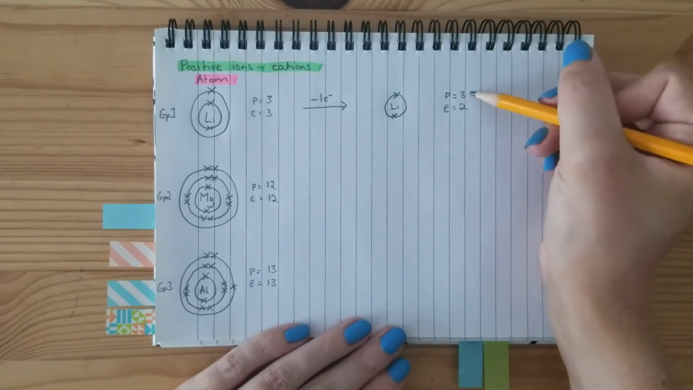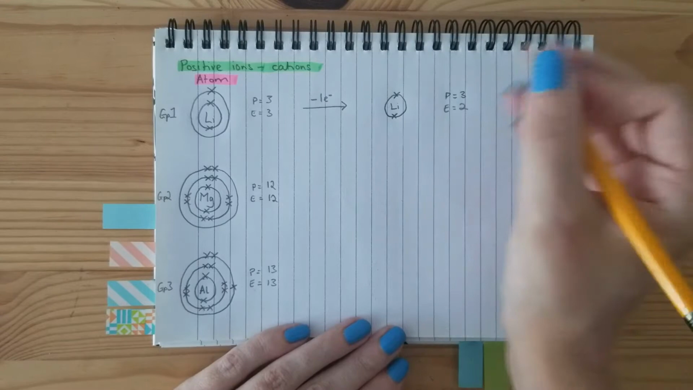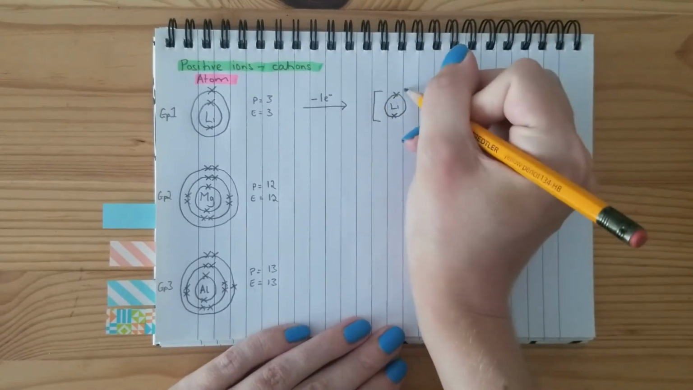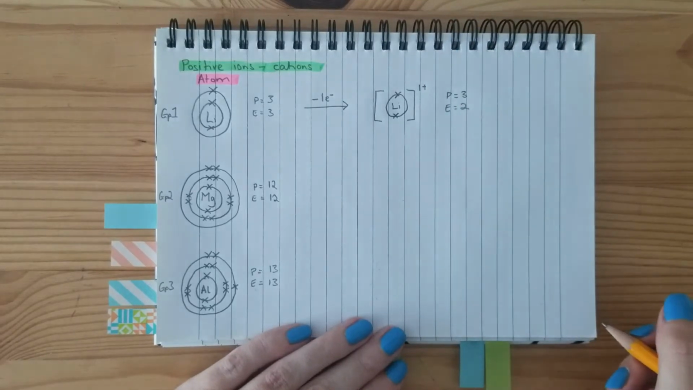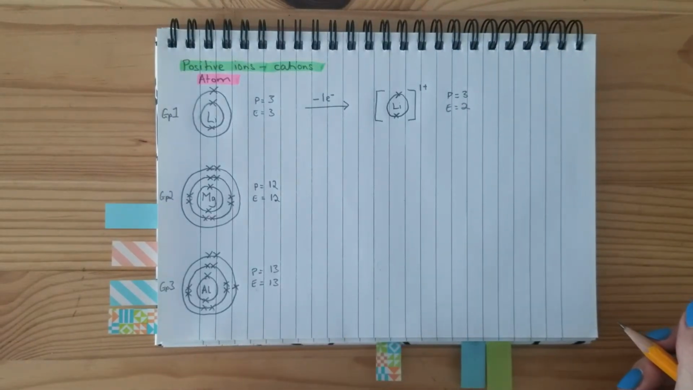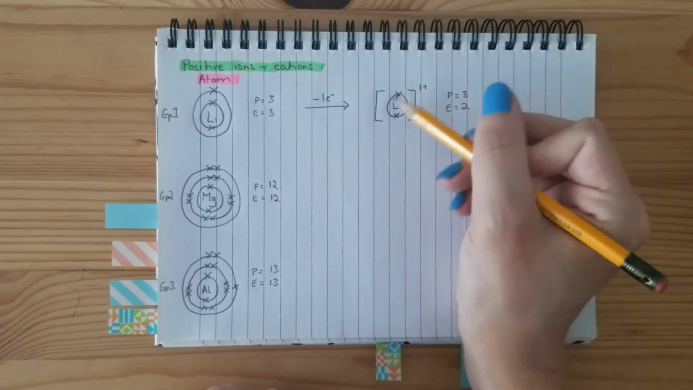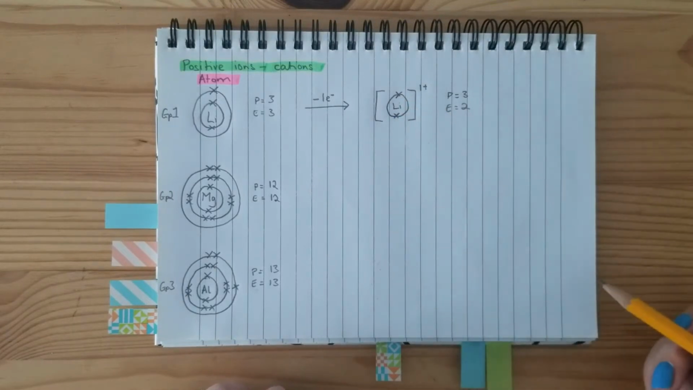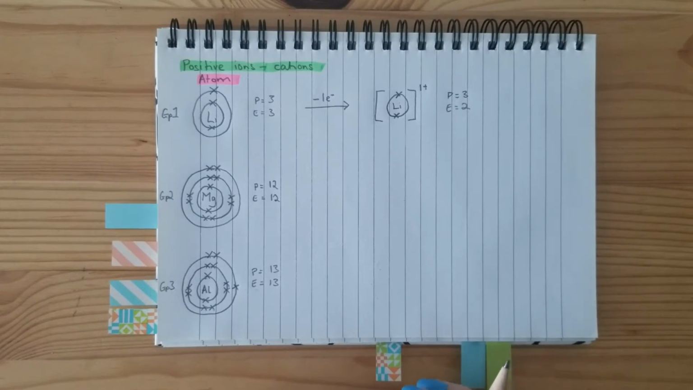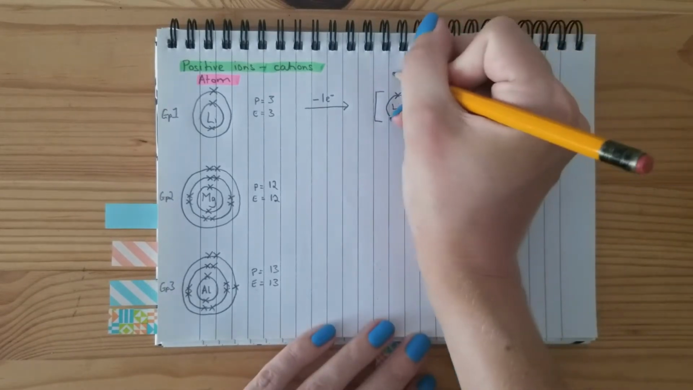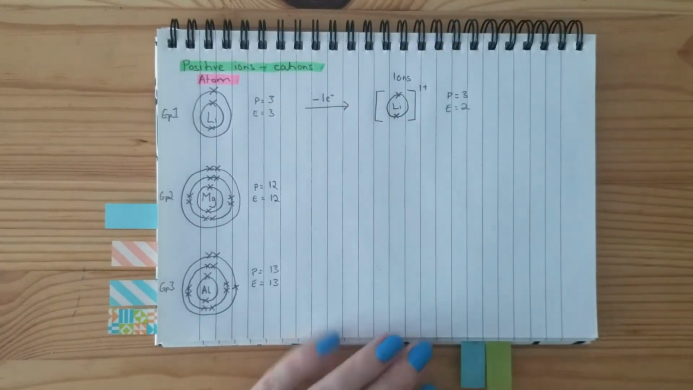So we now have 3 positive things and 2 negative things. So we have to show that lithium overall has a 1 plus charge. It's got 1 extra proton than an electron. And it has that nice full outer shell. It's like helium. It has 2 electrons in its outside shell, only 1 shell. So it is very stable now. It's a very stable lithium ion. So show ions up here.